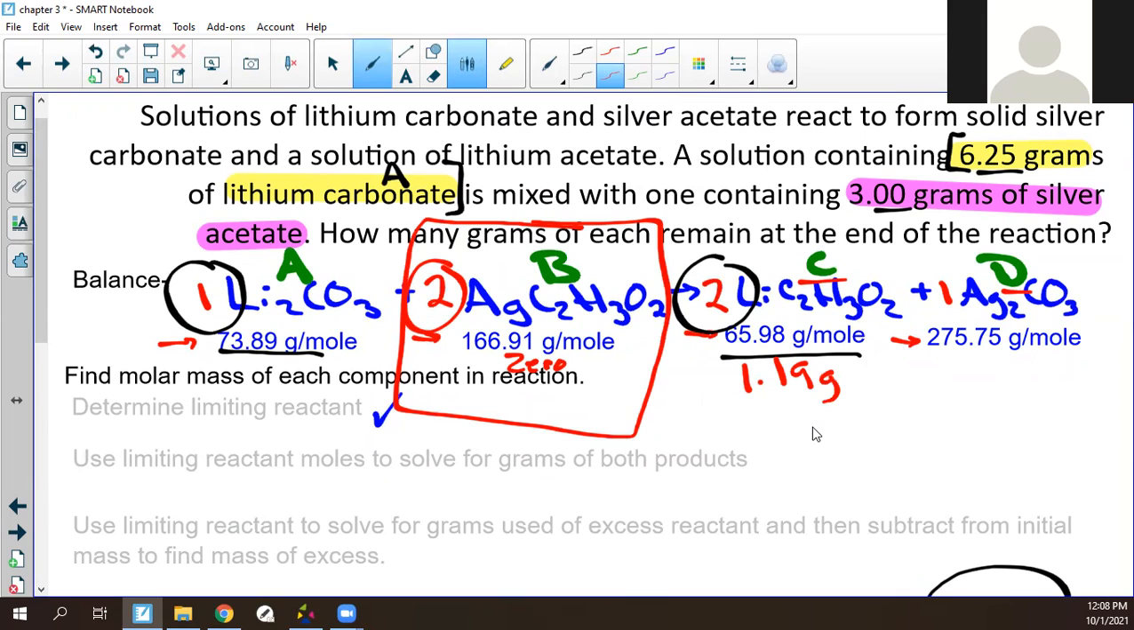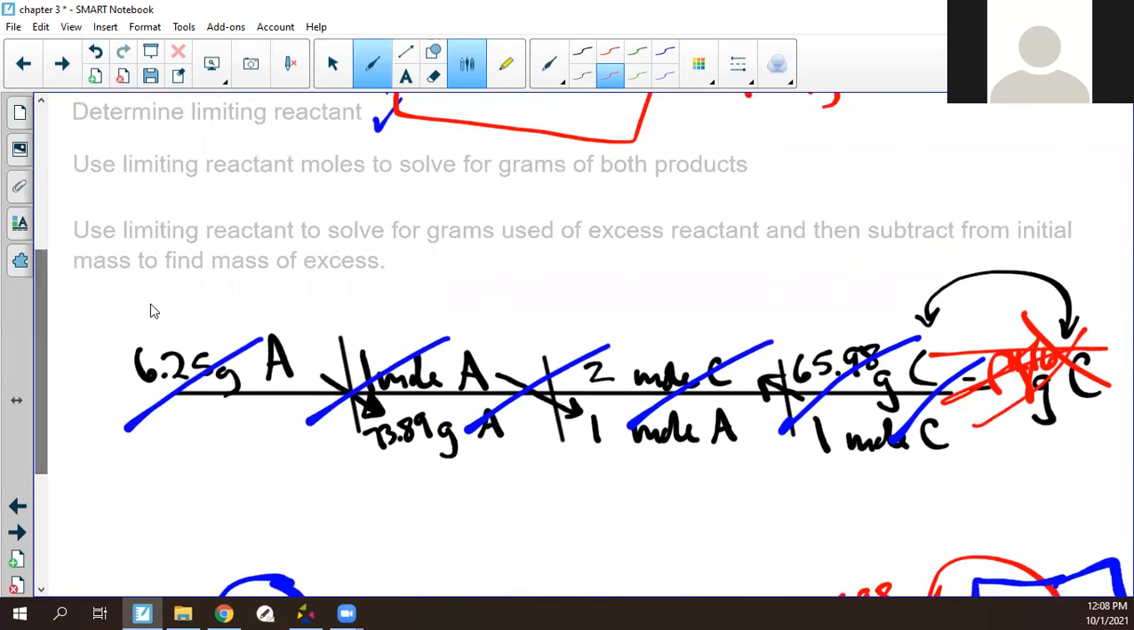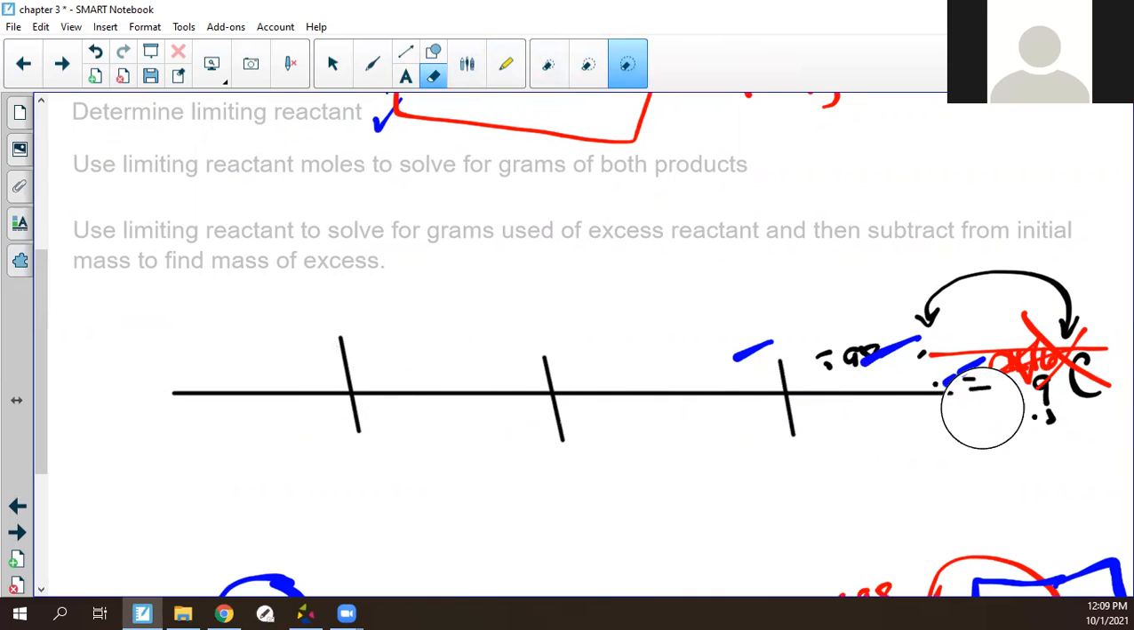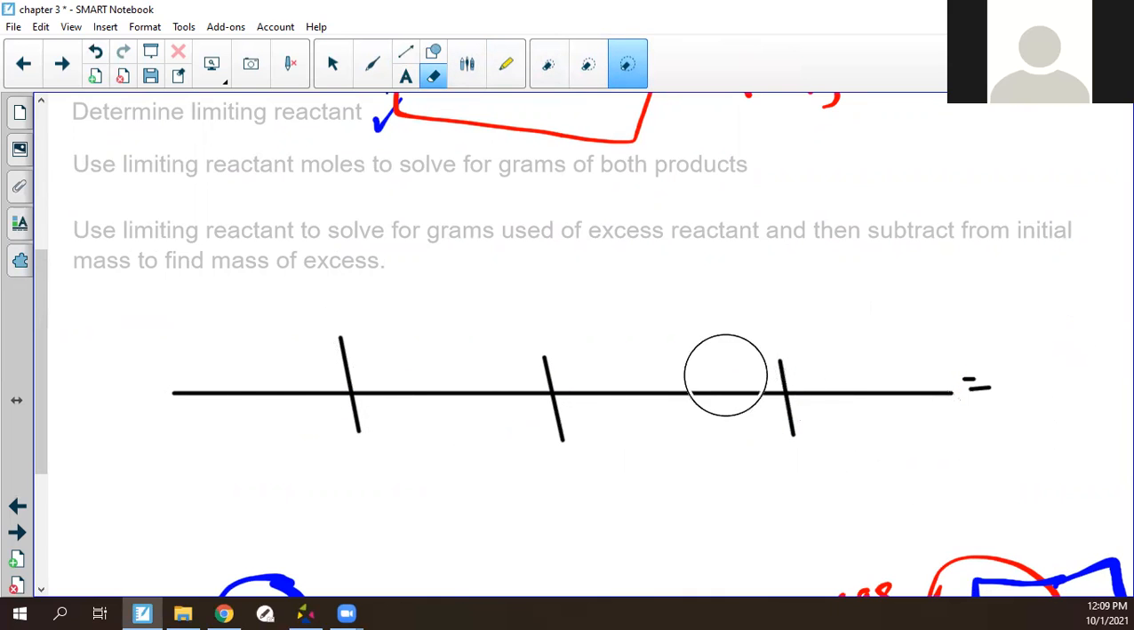Okay, now there's still more information I need. I need to know how much silver carbonate I have. You with me on that one? Okay, so guess what we got to do? Another picket fence. Okay, so I'm going to erase just because it's here, and I'll just put it in right here. But you would have a third one.